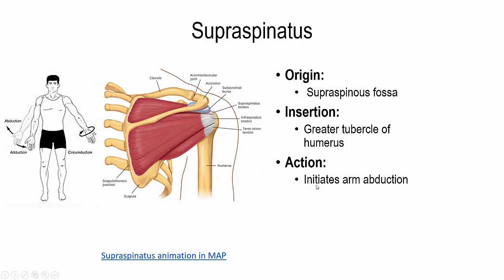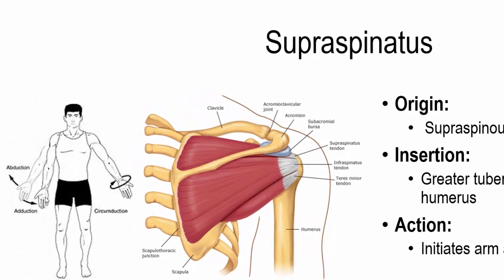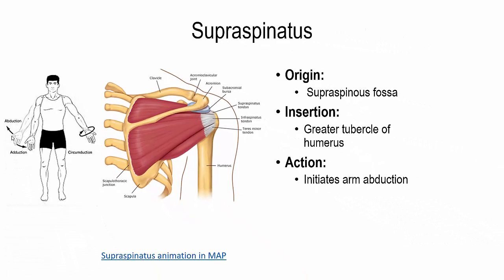The action is that when that muscle contracts, it initiates arm abduction. In other words, the beginning 15 degrees or so of arm abduction, or shoulder abduction, is the responsibility of the supraspinatus. So this would be abduction as we are attempting to lift our arm up, and then the deltoid is going to take over after about that first 15 degrees or so of abduction of the arm. Again, a link for you to follow.